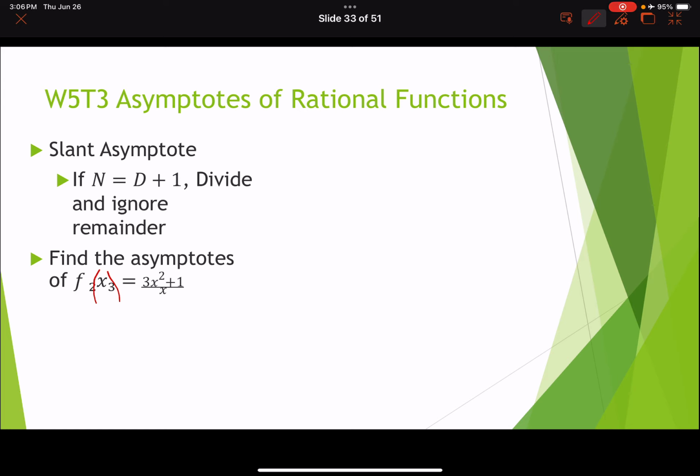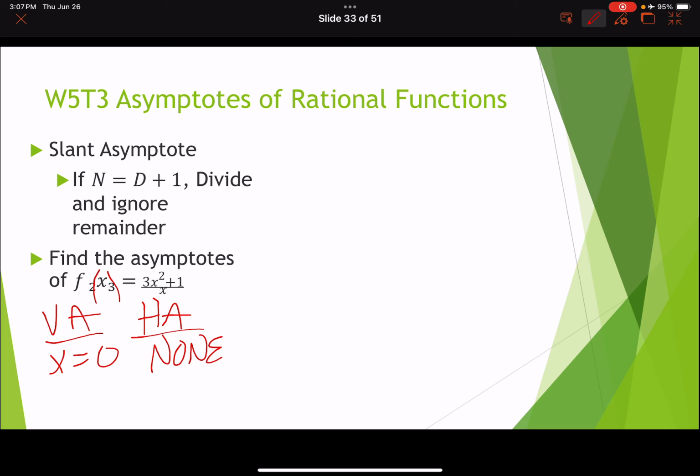First thing is, let's find the vertical asymptotes. The vertical asymptote is where the denominator is equal to 0. That means the vertical asymptote is going to be at x equals 0. Horizontal asymptotes, we're going to look at the ratio of the degrees. The numerator's degree is 2. The denominator's degree is 1. That's a 2 over 1. Since there's a 2 over 1, there is no horizontal asymptote. None. If the numerator is higher in degree than the denominator, you don't have any horizontal asymptotes.